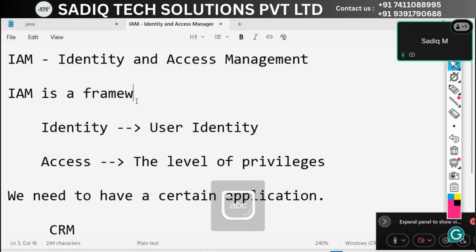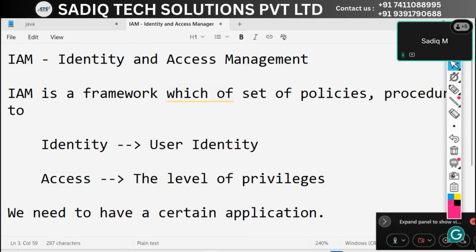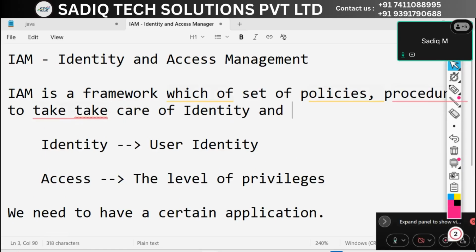IAM is a framework of policies and procedures to take care of identity and access management.